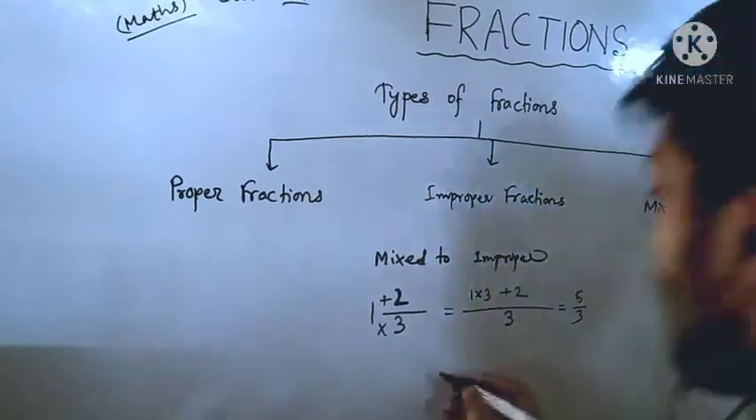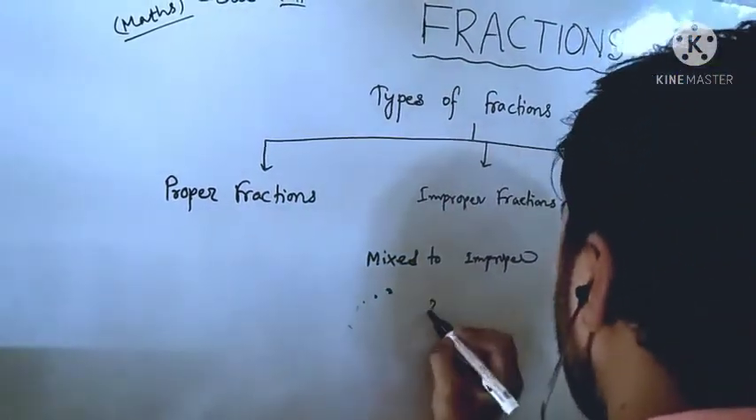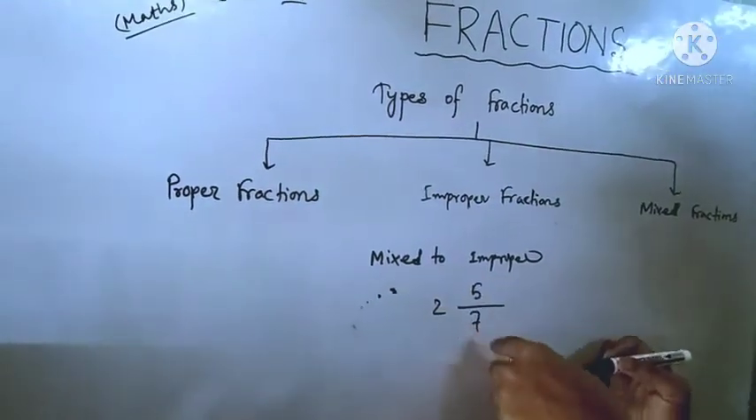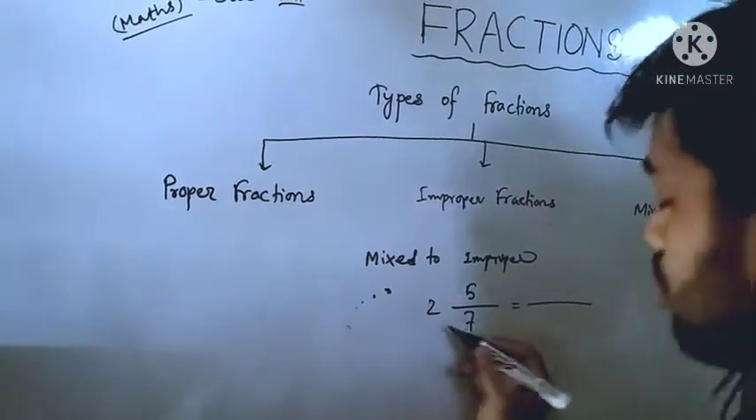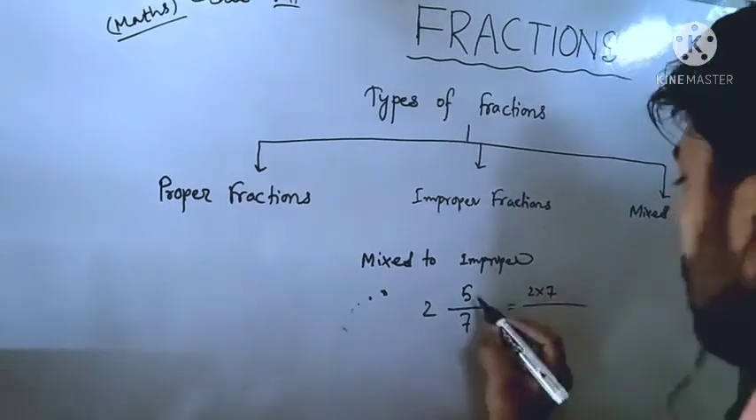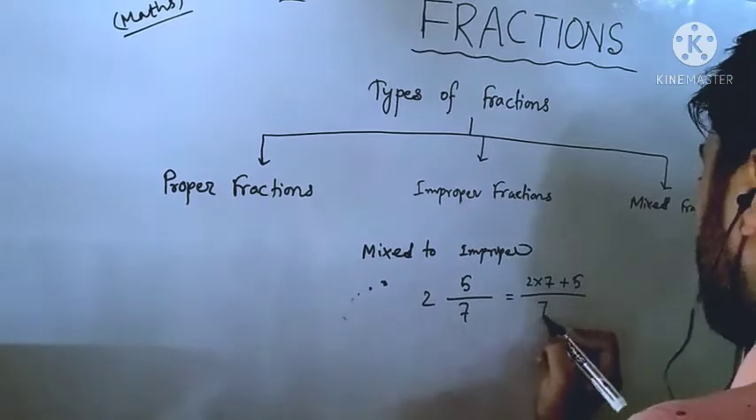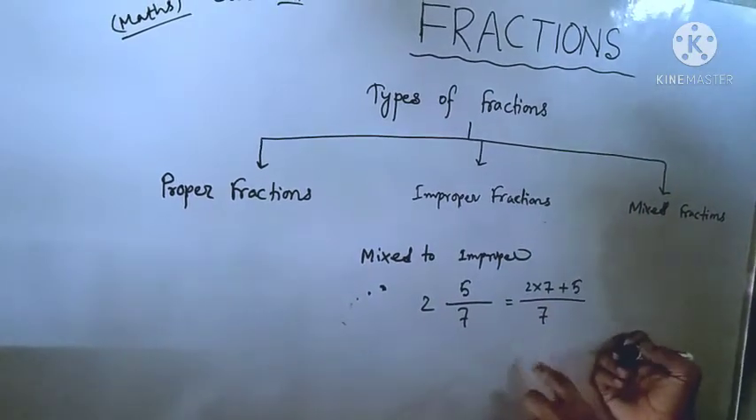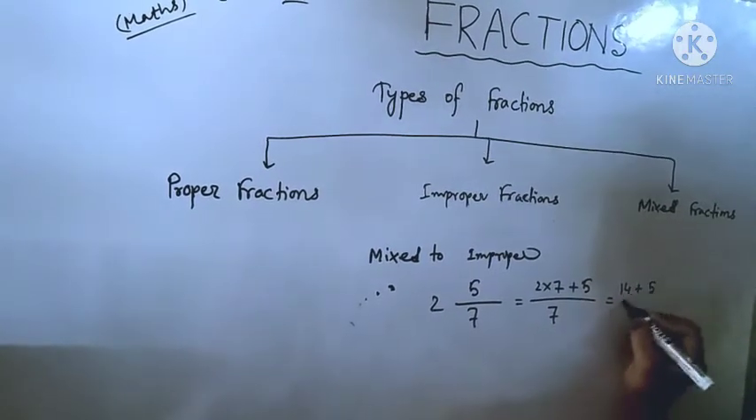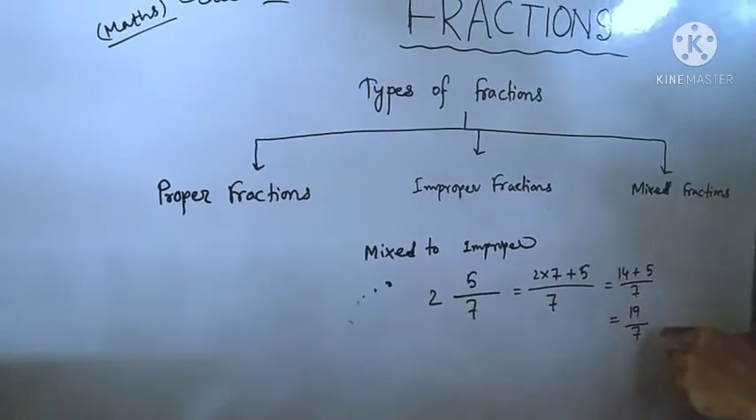If we take another example, 2 and 5 by 7, this is also a mixed fraction. So we have to multiply with this number: 2 into 7, and add this number, plus 5, and the denominator remains the same. So 2 into 7 means 14, plus 5 by 7, that is 19 by 7. This will be the improper fraction.